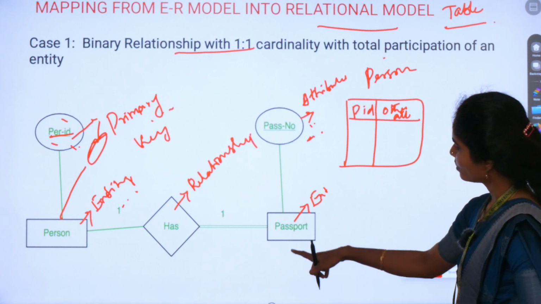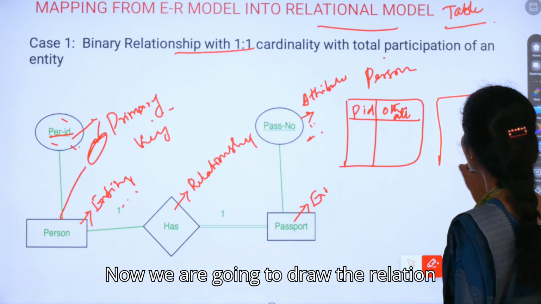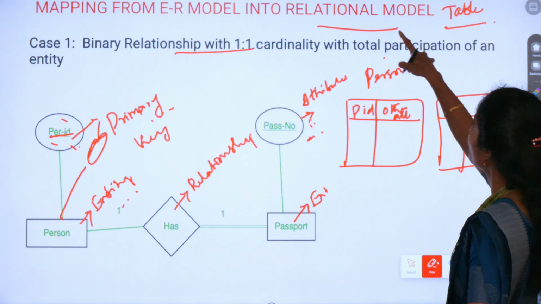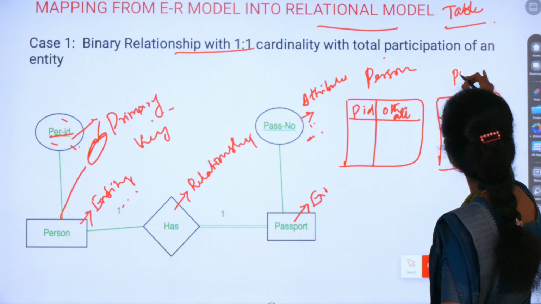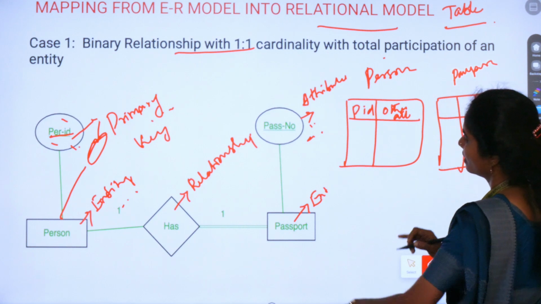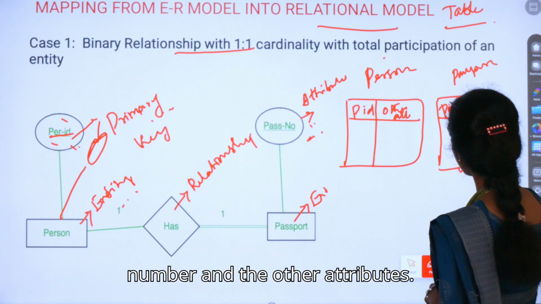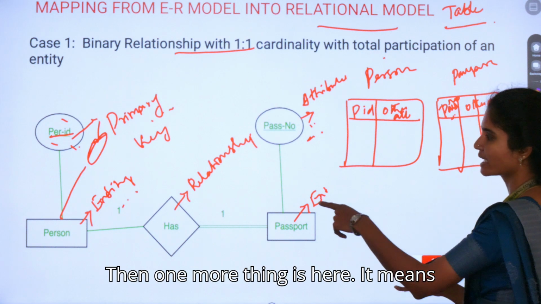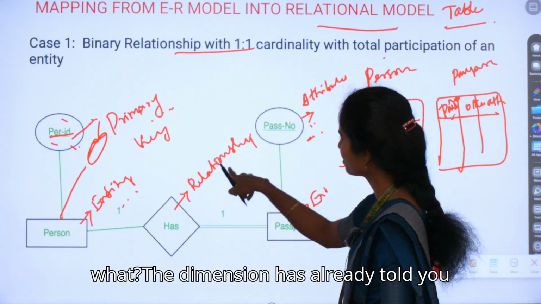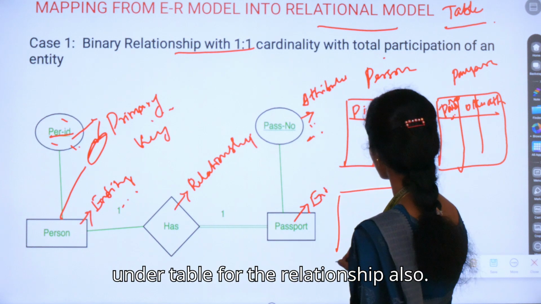The next entity here is the passport. Now we are going to draw the relation model, it means a table format. So the passport entity must have the passport number and then other attributes. Then one more thing is here. It means the diamond, which I already told you is the relationship. We have to draw another table for the relationship also.